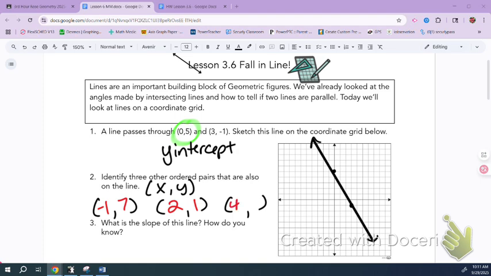Okay? Again, you should check that your points are on the line. Some of you were telling me some points and they were not lining up on the line. They were over here or they were down here. So double check your points are on the line. So let's move on to slope. We've been talking about slope. What is the slope of this line?